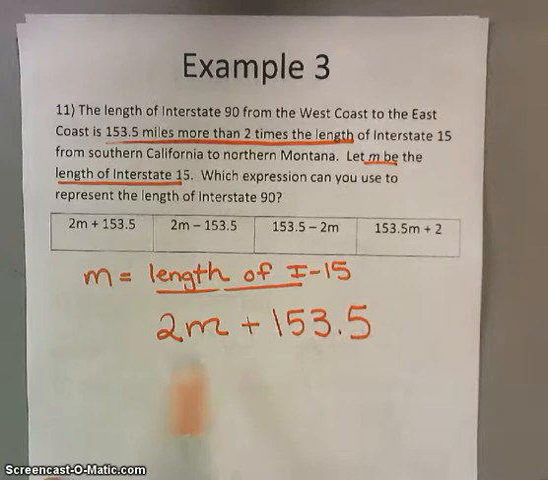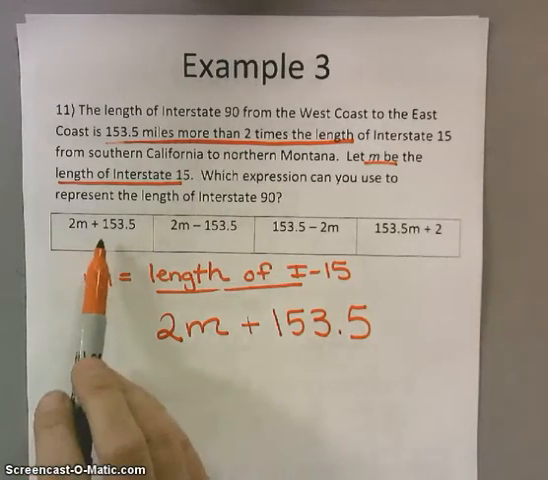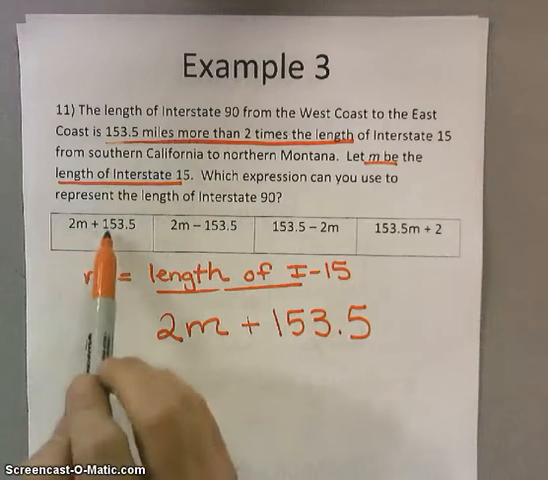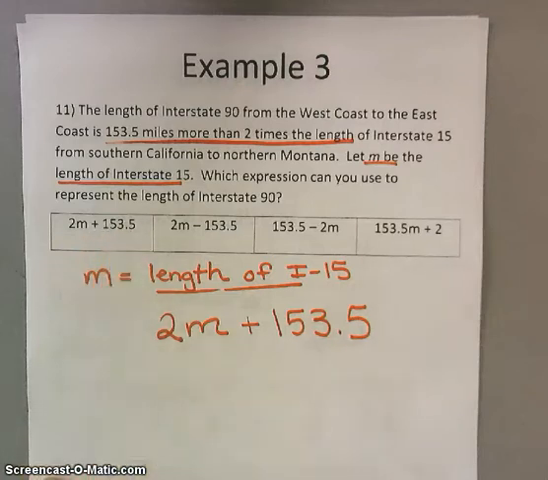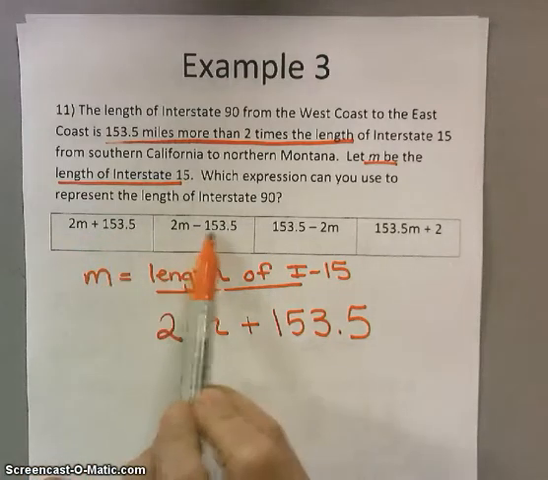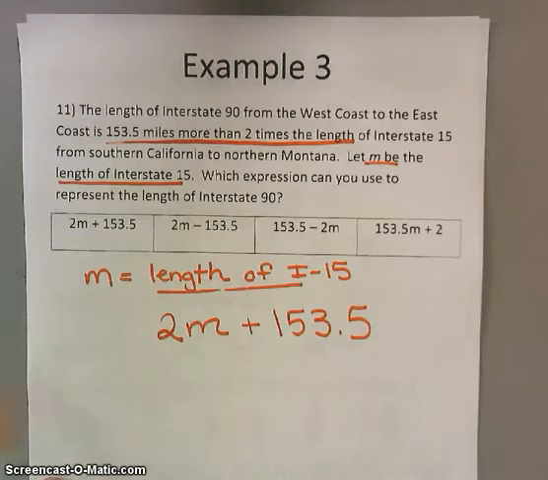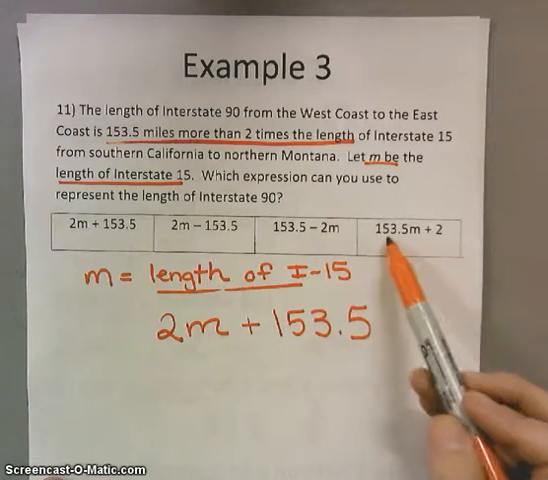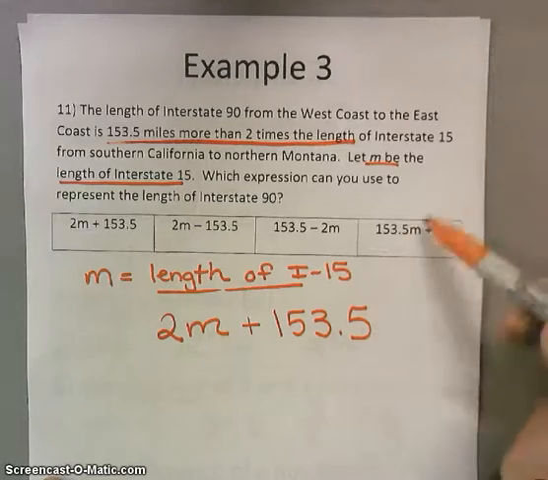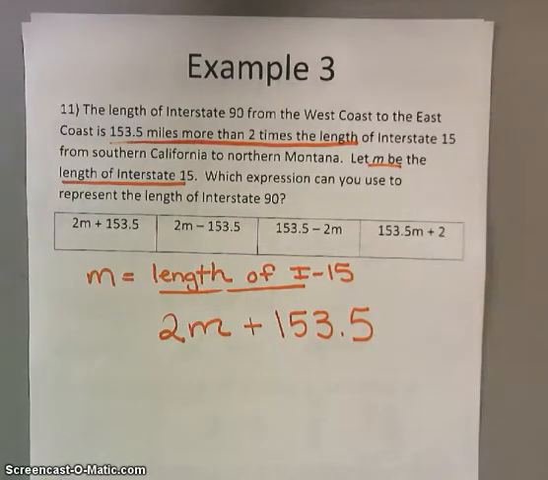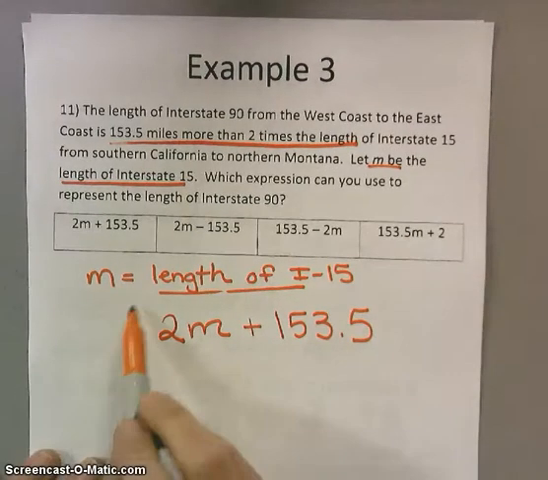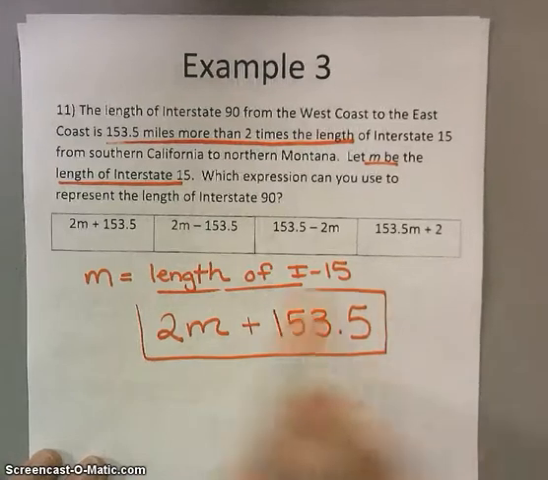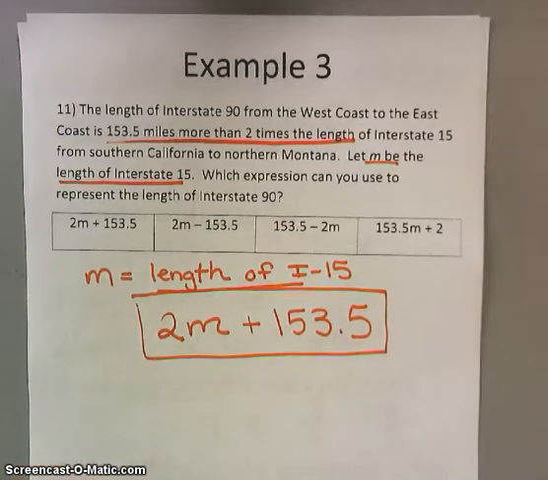So let's see if we can find this expression in one of our boxes. Oh, it's the first one. 2M plus 153.5. This one is subtracting 153. This one is subtracting twice the amount. And this one here is multiplying the length by 153 and 5/10, which we don't want to do. So our expression is 2M plus 153 and 5/10.